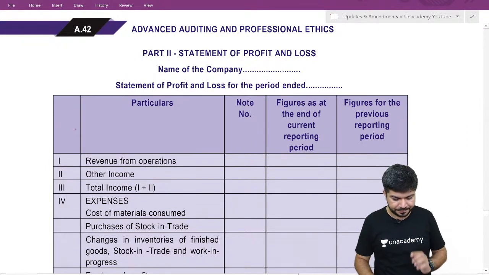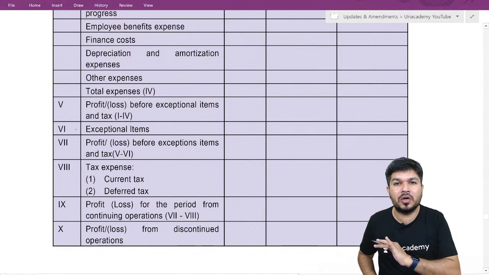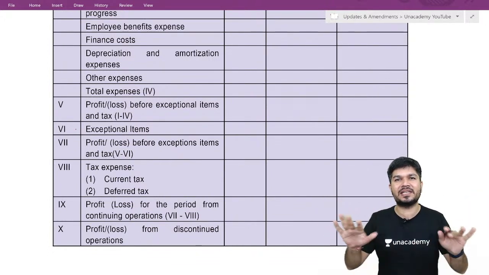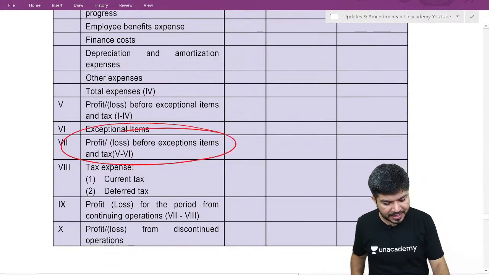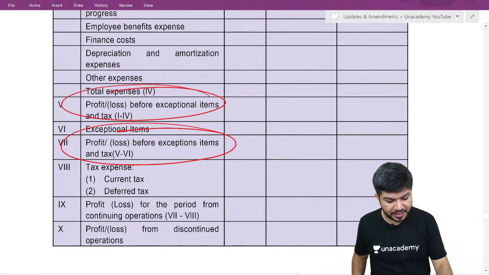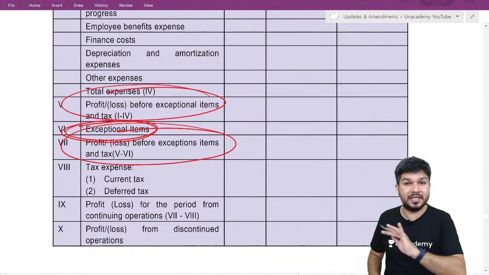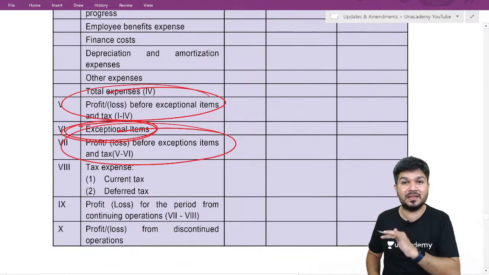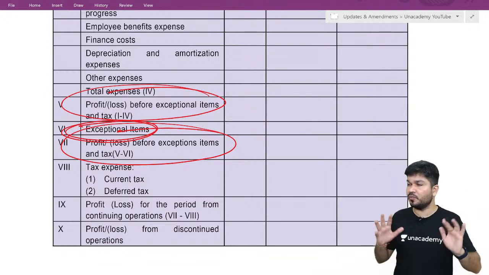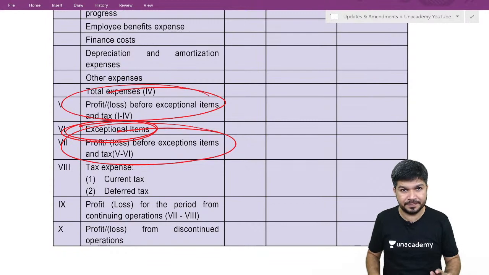Now P&L. One thing, there's nothing like an extraordinary item in Ind AS. In Ind AS there's nothing called extraordinary, there's only exceptional. We have profit before exceptional item and tax, we deduct tax. Ind AS 1 clearly says there's nothing extraordinary under Ind AS, the only thing is exceptional. If you want to show that thing separately, it's exceptional, it's not extraordinary.